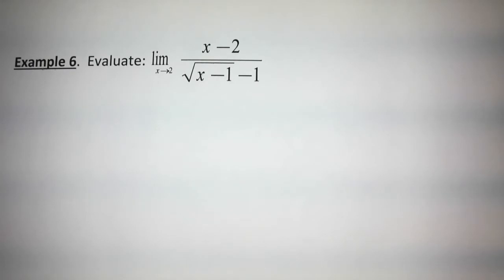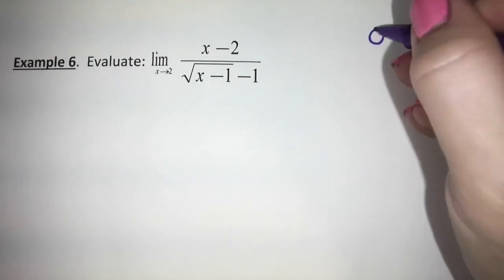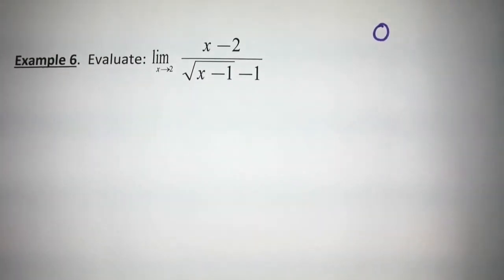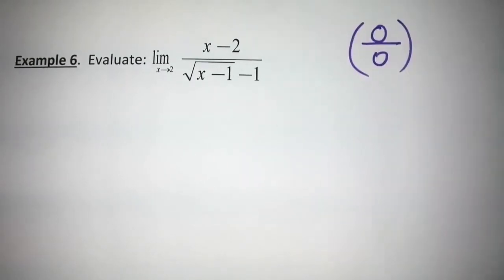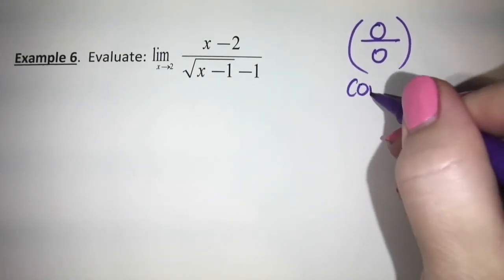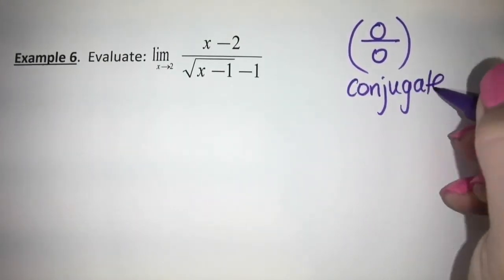Okay, so number 6, evaluate the limit as x approaches 2 of x minus 2 over root x minus 1 minus 1. So put the 2 in. 2 minus 2 is 0. 2 minus 1 is root 1 minus 1. Root 1 is 1, so 1 minus 1 is also 0. So again, it's an indeterminate form. This time I see a root minus a number, so we're going to use what's called the conjugate. We're going to use the root plus the number.